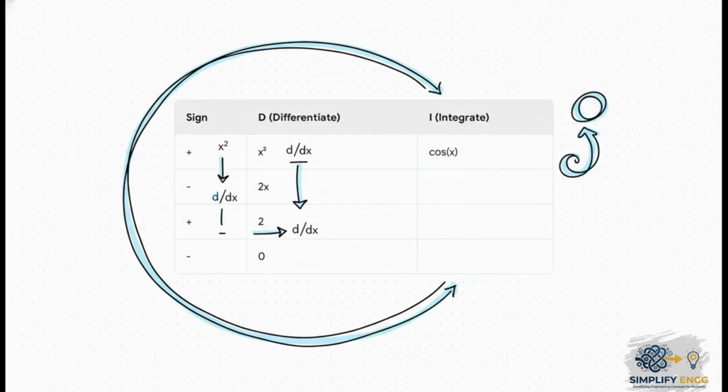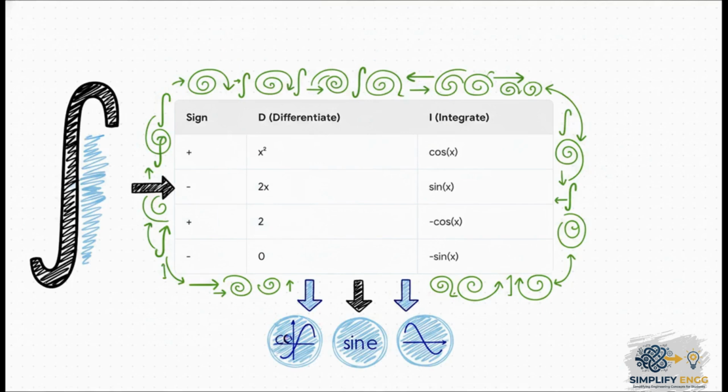We start with x squared. Its derivative, 2x. The derivative of 2x, just 2. And the derivative of 2 is 0. And that's it. That's our signal to stop. Super simple. Next up, we do the same thing for the I column, but with integration.